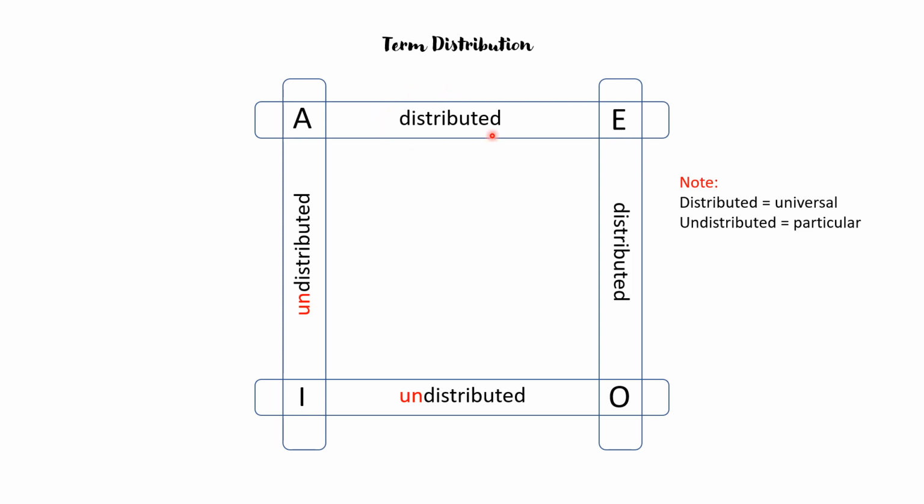So A and E propositions, rather universal propositions, contain universal subject terms, or distributed subject terms. Their reach and extension can be everywhere, all-encompassing, while the particular propositions below contain particular or undistributed subject terms, right?